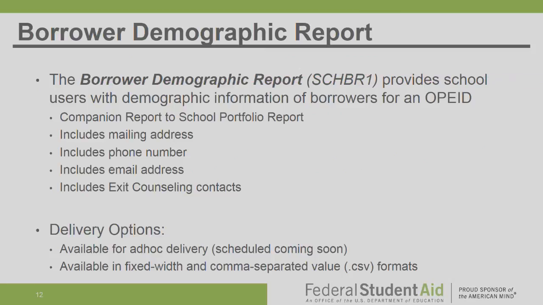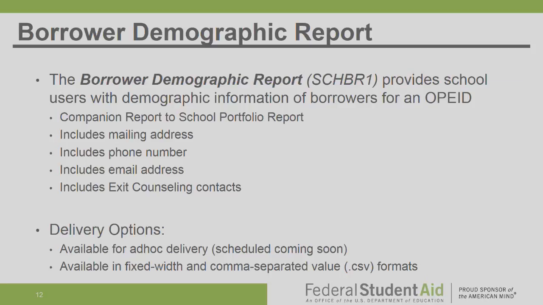So next up is the borrower demographic report. And I've already mentioned that this is a companion report to the school portfolio report. In fact, the selection criteria for the two reports are exactly the same. One's going to give you borrower level information, one's going to give you loan level information. So the borrower demographic report includes mailing address, phone number, email address, and all of the contact information that's provided in exit counseling.